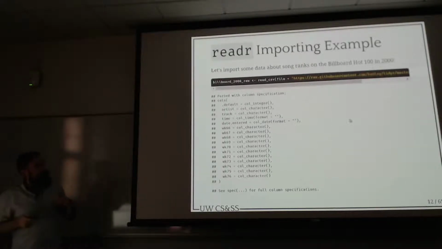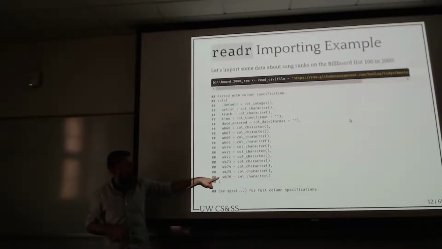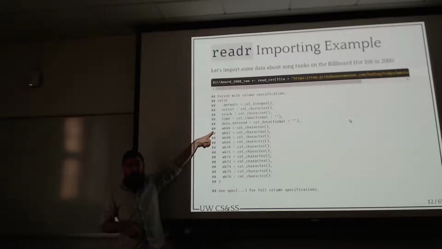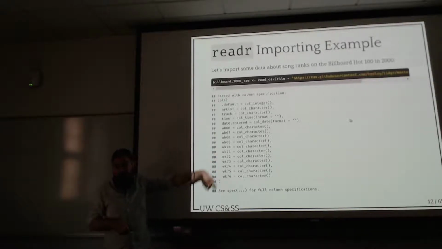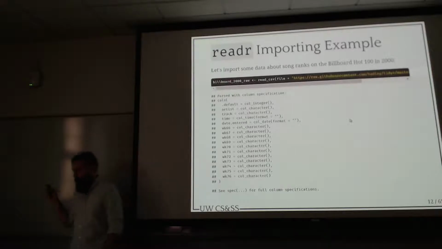Okay? If you want full column specifications, there's actually a lot of columns. This is actually 66 through 76, but these numbers start at 1. So there's 76 columns worth of week data. Anyway, if you type in spec, you can get full column specifications for the whole thing.